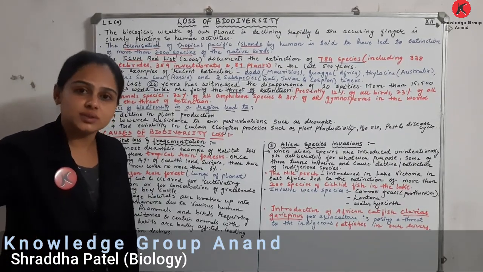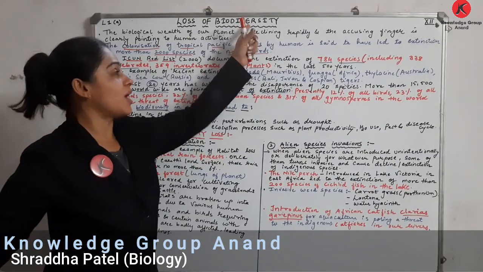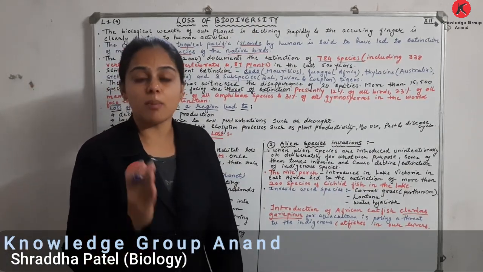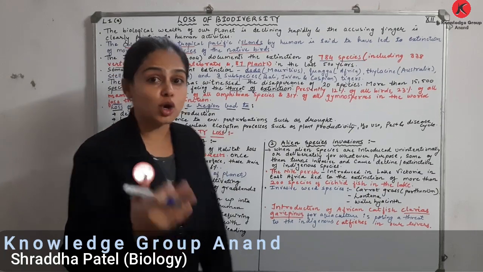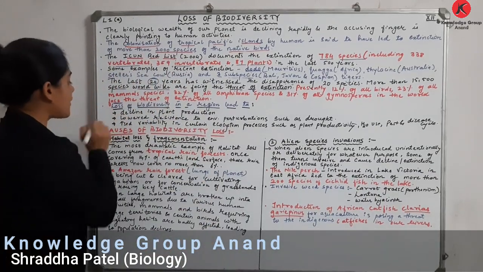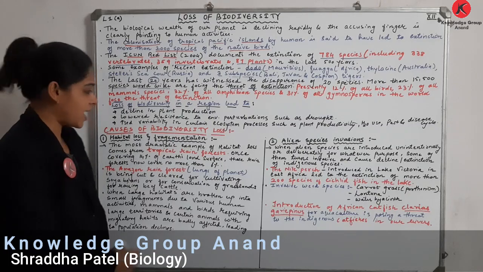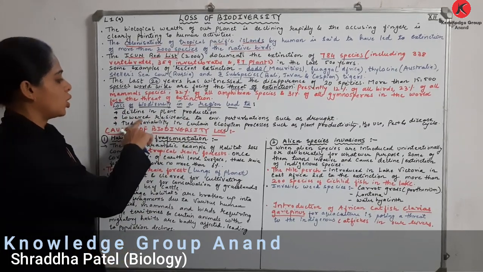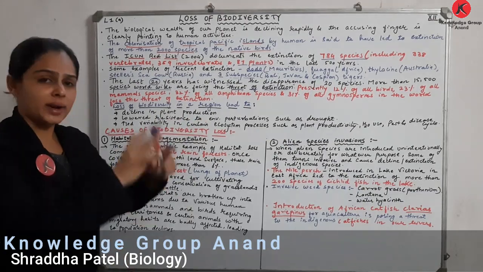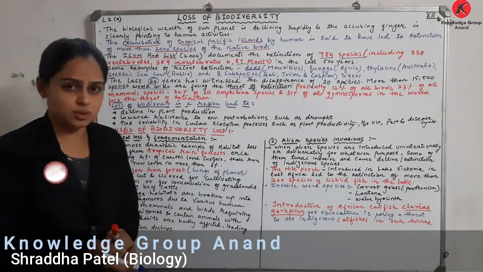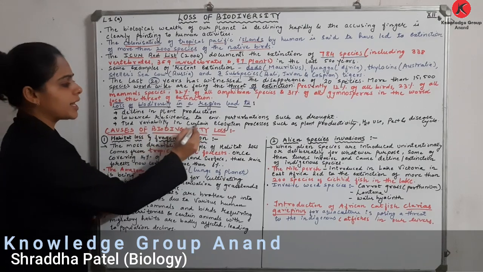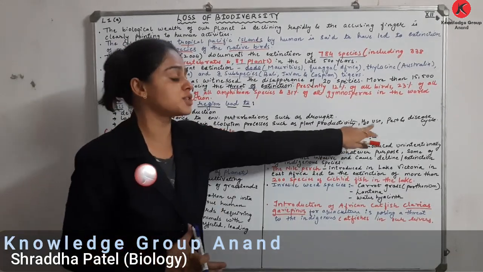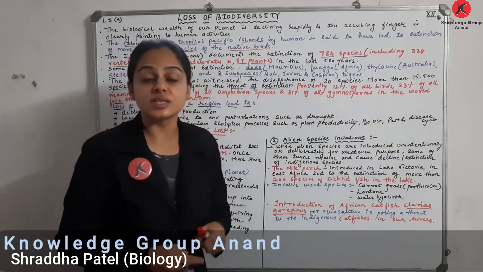Okay, now if this biodiversity is lost, then what happens? What could be the possible effects that we can see? Number one, I have written decline in plant production. Lowered resistance to environmental effects such as drought, and increased variability in certain ecosystem processes such as plant productivity, water use, pest and disease cycle.